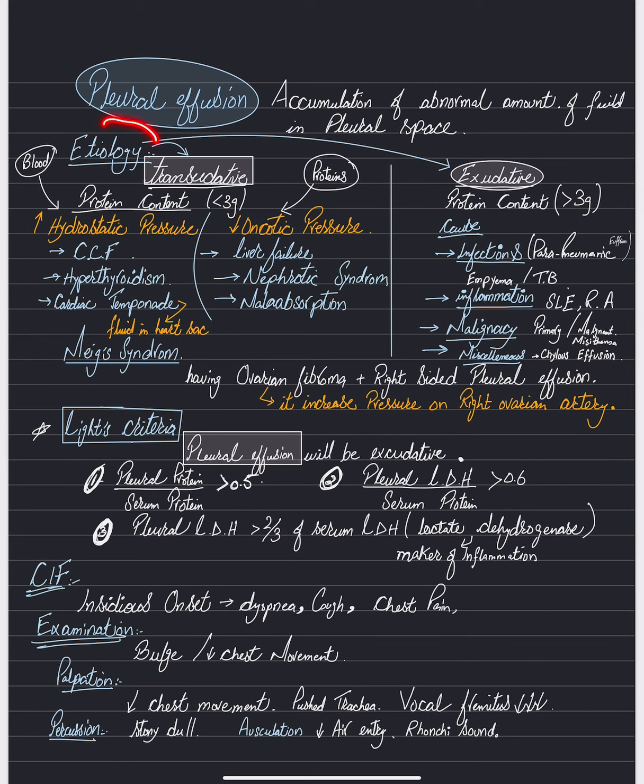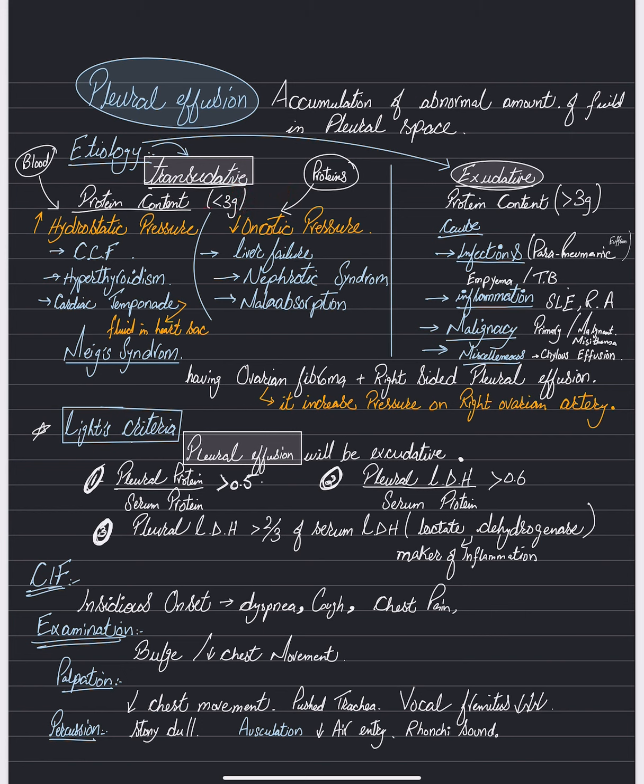So let's start with etiology. Etiology has two types, transudative and exudative. The transudative is also divided into two types. So what is the transudative here? The protein content is less than 3 grams, and in exudative, the protein content is more than 3 grams.